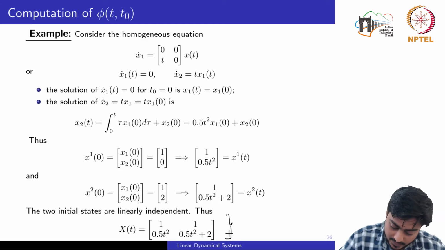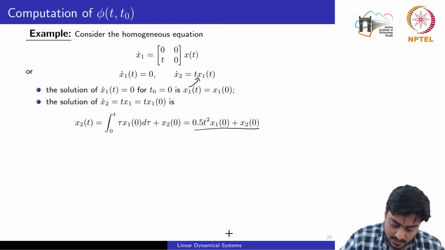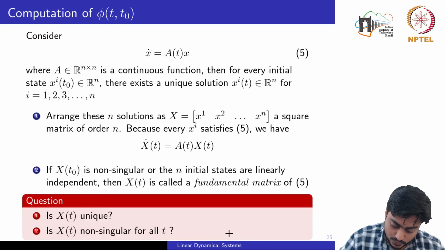Now to answer these two questions, we can take the first one about the uniqueness. We know that there could be an infinite number of initial conditions, and we know for every initial condition there would be a unique solution. So x of t is basically not unique.